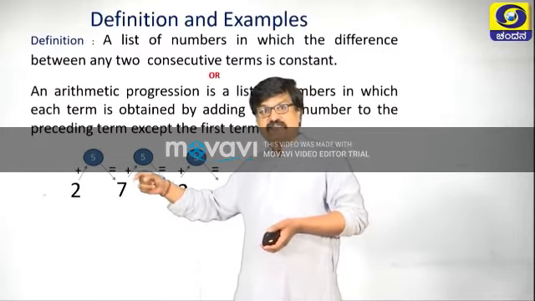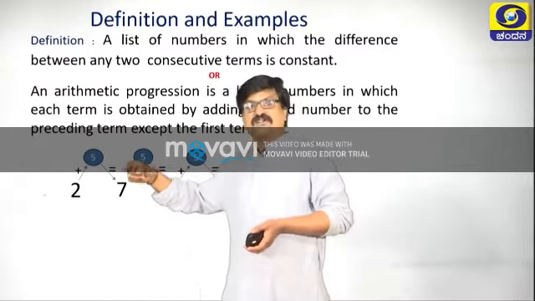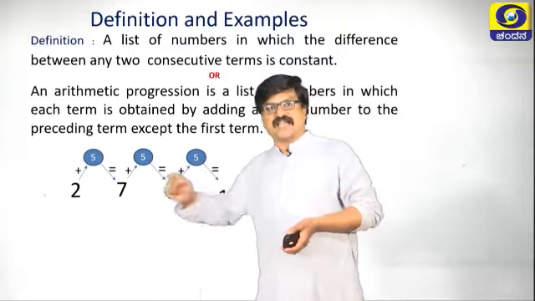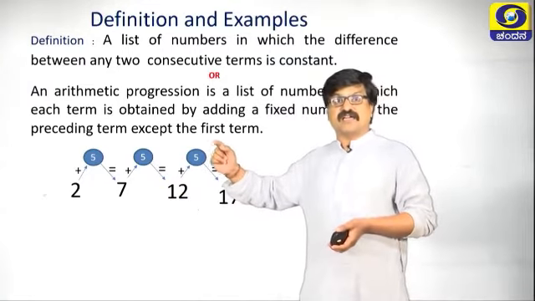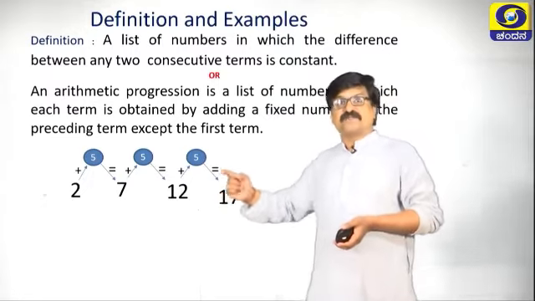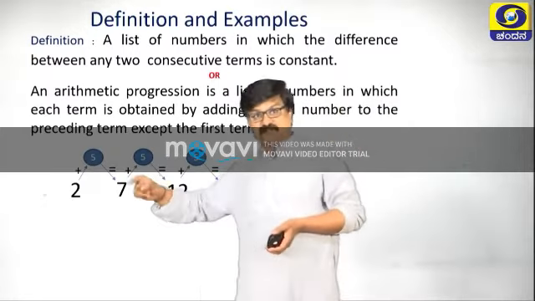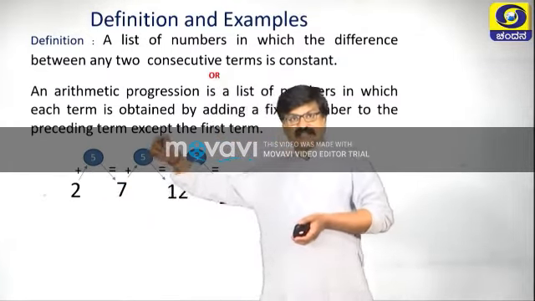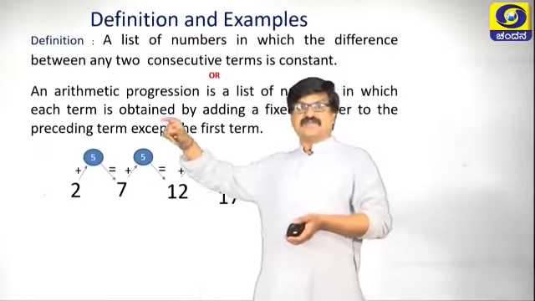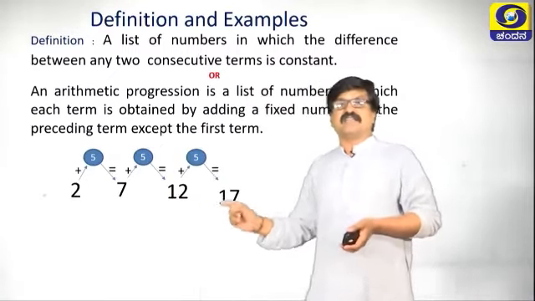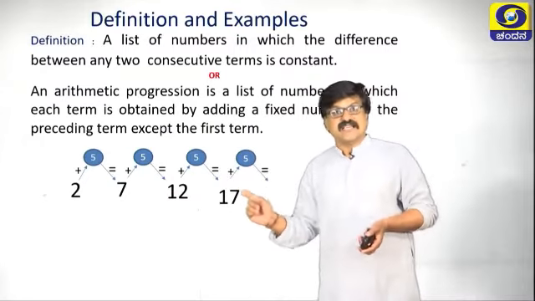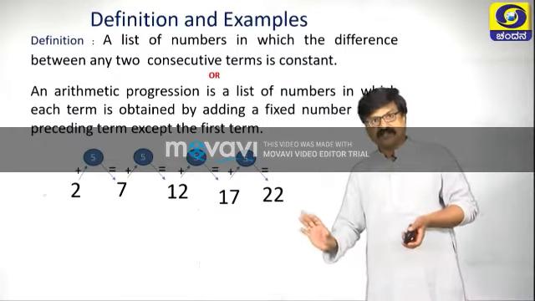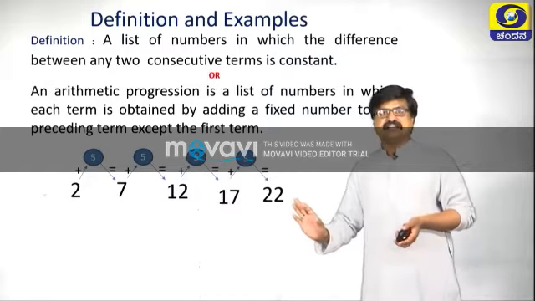So, 7 is obtained by adding the fixed number 5 to the first number 2. 12 is obtained by adding 5 to the second number, 17 is obtained by adding 5 to its previous number. So, except the first term, means we first write the first term, and after writing the first term, by adding a fixed number we are getting the remaining numbers here. Hence, this is called arithmetic progression. I hope the definition is very simple and very clear.